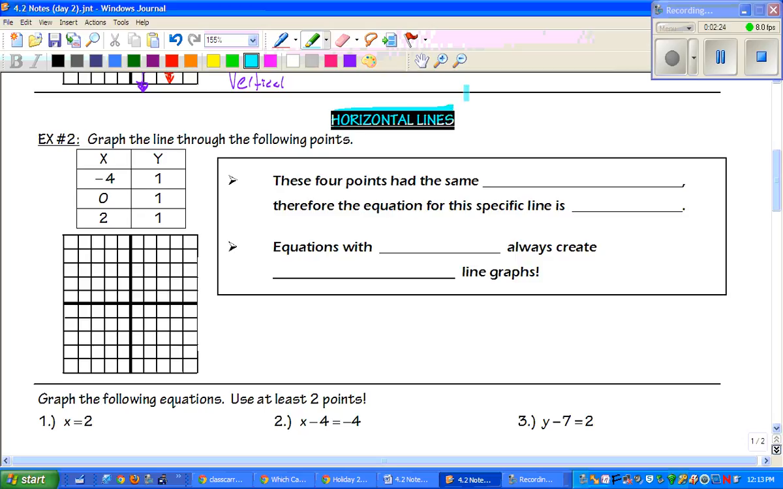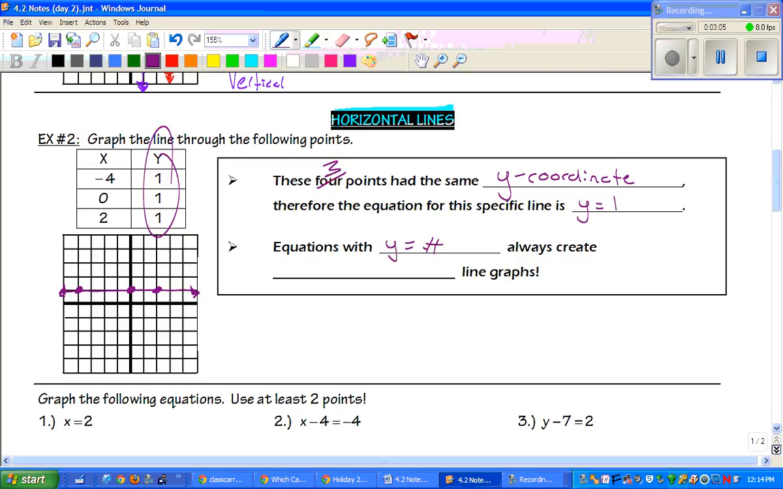Horizontal lines. Let's go ahead and do the same thing. Let's start graphing the points. We have (-4, 1), (0, 1), and (2, 1). So let's graph it, draw the line. Okay, and that's a horizontal line. So these 3 points have the same y coordinate. Therefore, the equation for this specific line is y equals 1.